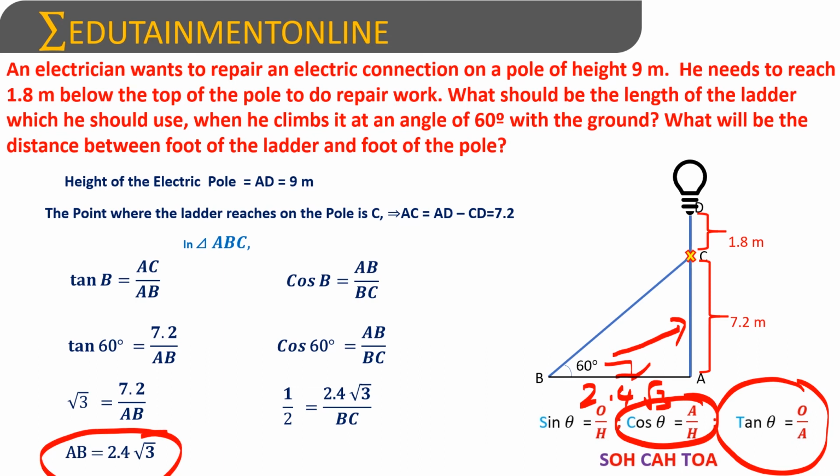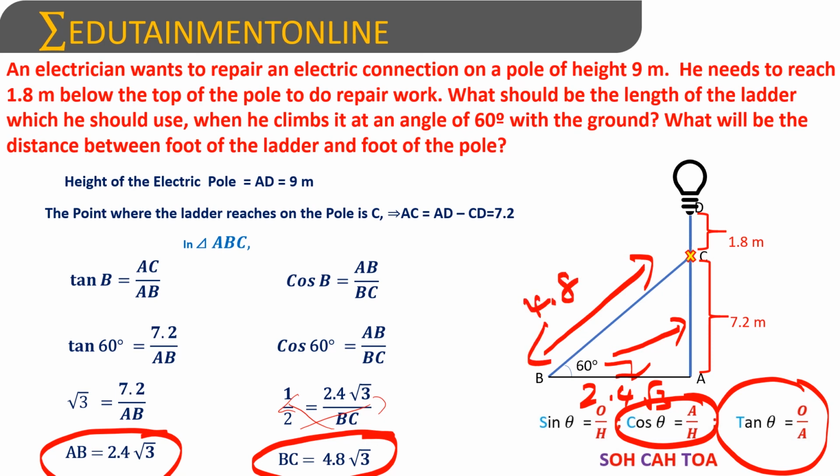So substituting in this equation, transpose this BC to this side and 2 to this side. So 2 times 2.4 root 3 is 4.8 root 3. So BC is equal to 4.8 root 3. BC is the length of the ladder. This is BC, which is the length of the ladder, 4.8 root 3. And the second thing, the distance between the foot of the ladder and the foot of the pole, is 2.4 root 3, which is AB.